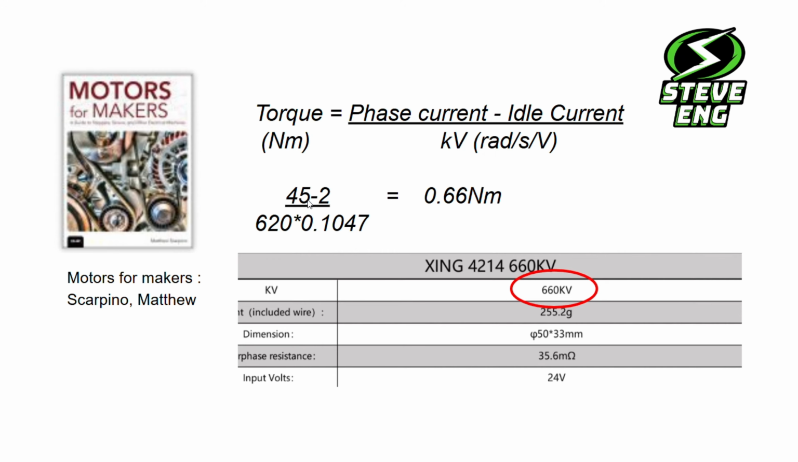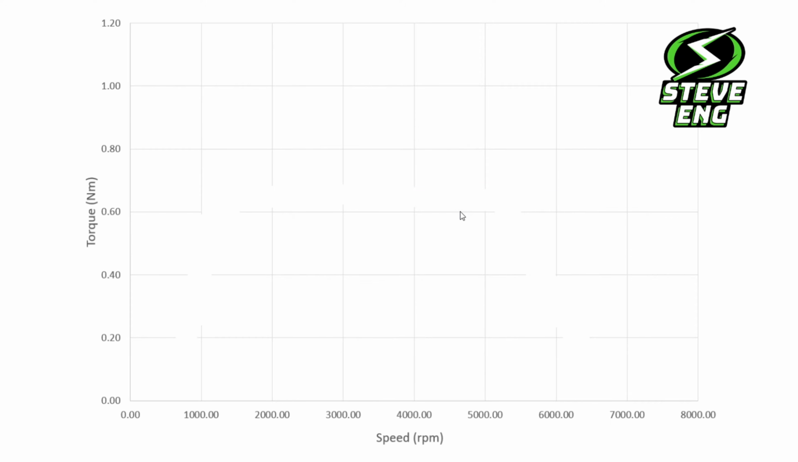So here we go, 45 amps minus 2 amps idle current, divided by my 620 kV value times 0.1047, which is the correction value to go from RPM per volt to radians per second per volt, and that equals 0.66 newton meters. So going back to our blank plot, we're going to add the constant torque region on, just a straight line there.